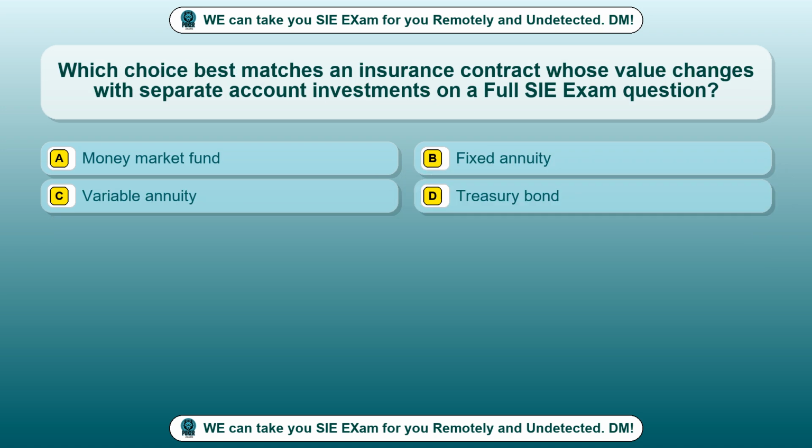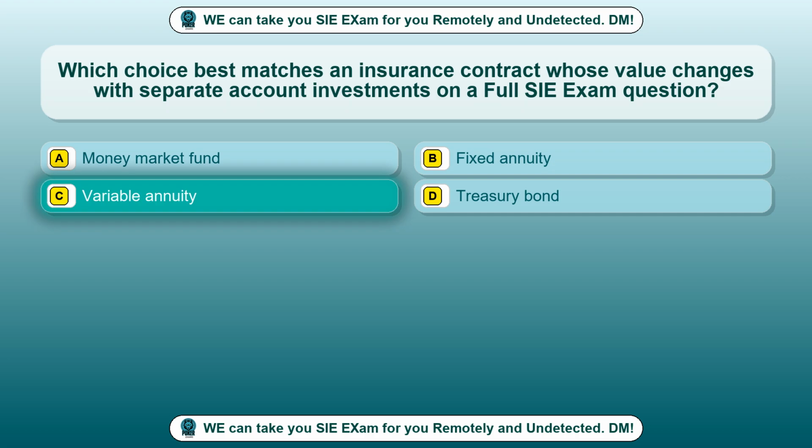Question 34. Which choice best matches an insurance contract whose value changes with separate account investments on a full SIE exam question? Option A. Money market fund. Option B. Fixed annuity. Option C. Variable annuity. Option D. Treasury bond. The correct answer is option C.